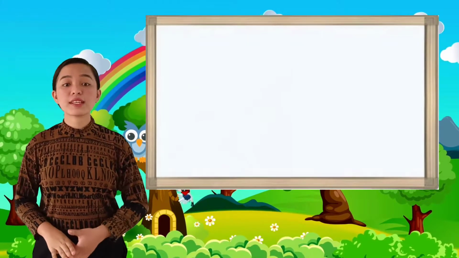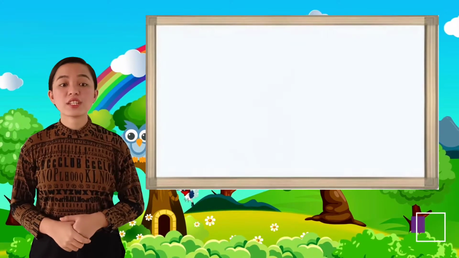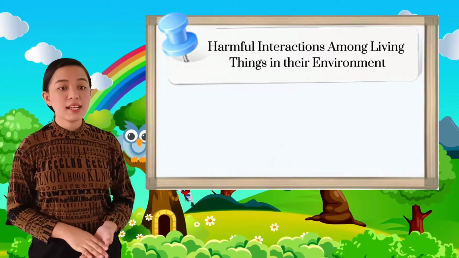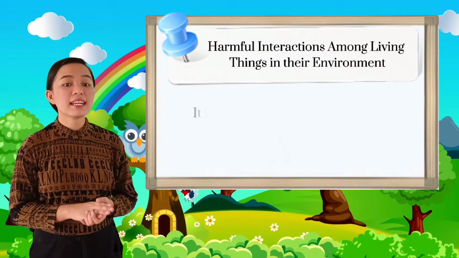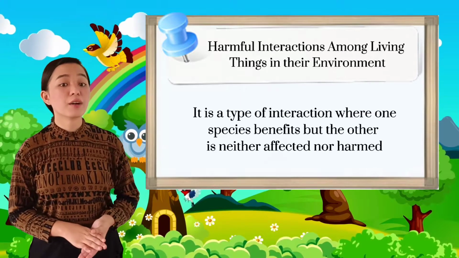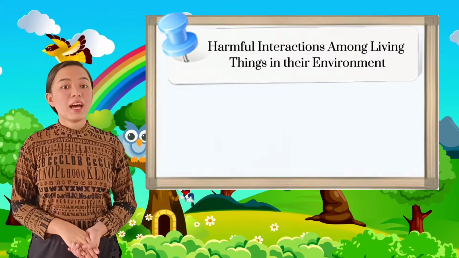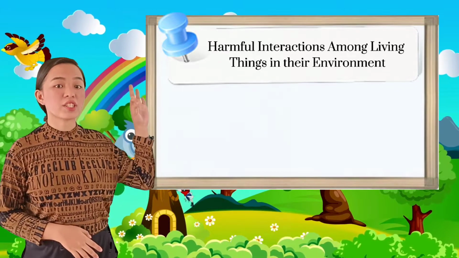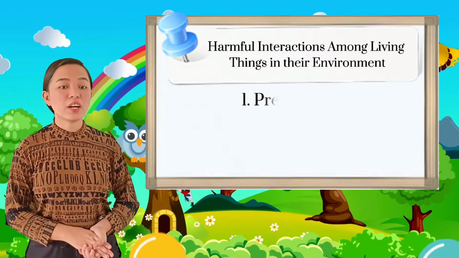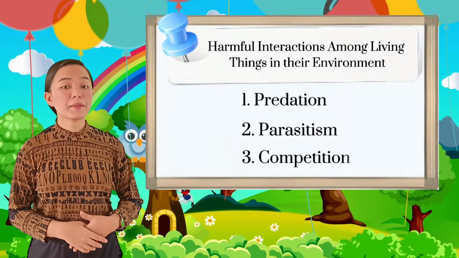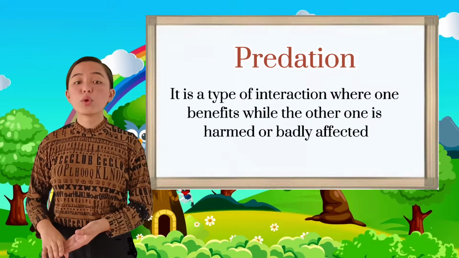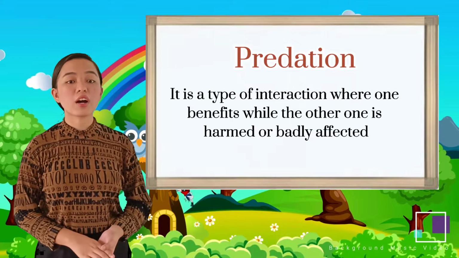Now, let us proceed to the second type of interaction, which is the harmful interactions among living things in their environment. So, harmful interactions are a type of interaction where one species benefits but the other is harmed. And there are three types of harmful interactions, namely the predation, parasitism, and the competition. So predation is a type of interaction where one benefits while the other one is harmed or badly affected.